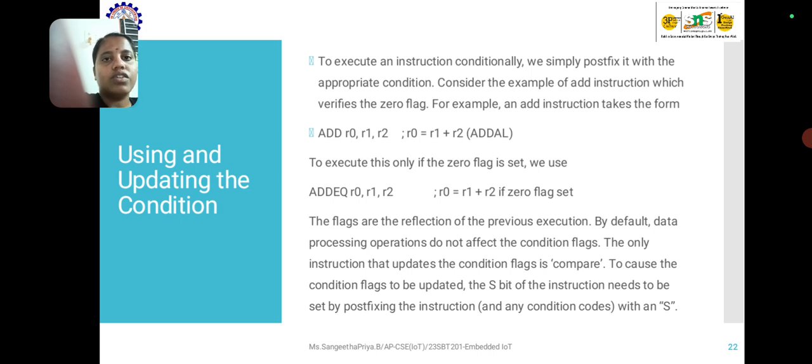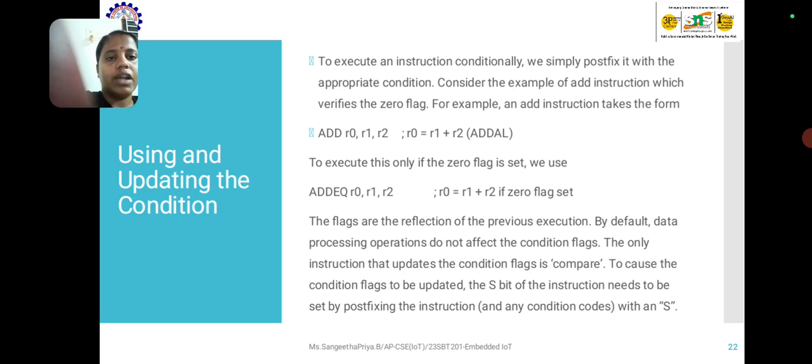The next one is using and updating the condition. To execute the instruction conditionally, we simply postfix it with the appropriate condition. Considering the example of an addition instruction which verifies the zero flag, an addition instruction takes place as ADD R0, R1, R2. That is, R1 and R2 are operands and R0 is where the data is to be stored. To execute this only if the zero flag is set, we use ADDEQ R0, R1, R2, that is R0 equals R1 plus R2 if the zero flag is set. The flag is the reflection of the previous execution.